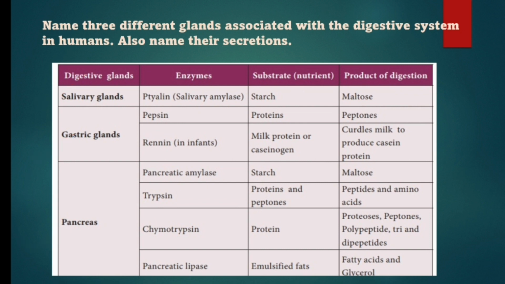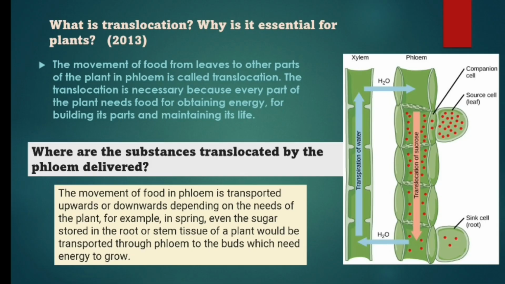Okay, the next one is, what is translocation? Why is it essential for plants? Now, translocation is the process of movement of food from the area where it is produced, that is from the leaves, to the other parts of the plant with the help of phloem. It is necessary because every part of the plant requires food for energy, and that is why this process is very important to maintain life.